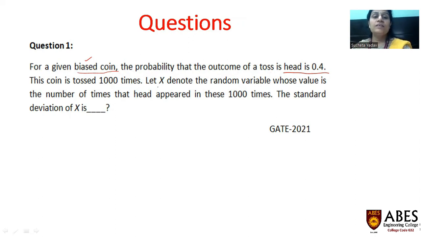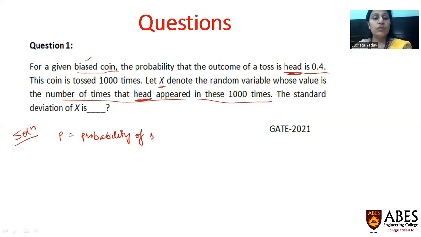And let x, the random variable, denote the number of times that head appeared in the 1000 tosses, and it is asking you to find the standard error. Now, since the coin is given to be biased and it is asking about head, we'll consider head to be success. So the probability p for success is given as 0.4.